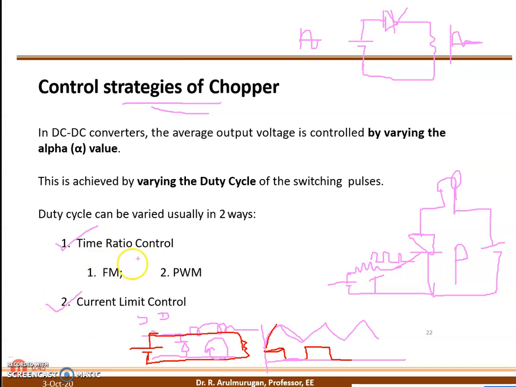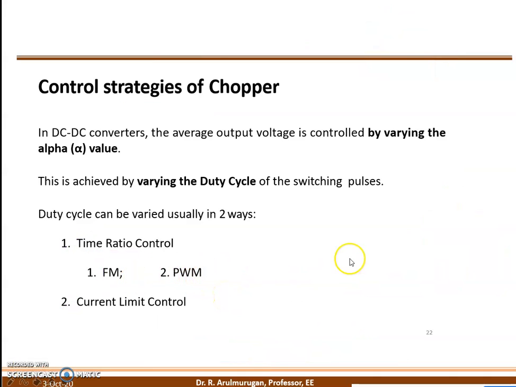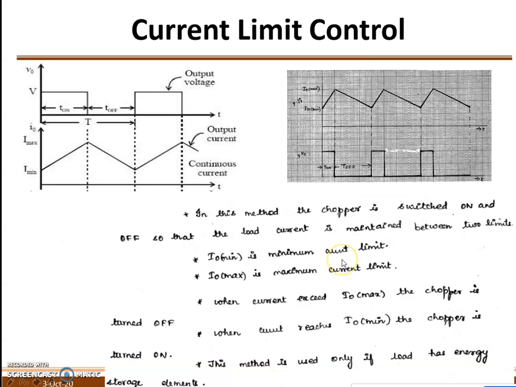Okay, so coming to the time ratio control method. We only want to discuss the time ratio control method. The time ratio control method is further classified into two methods. One is frequency modulation. The second one is pulse width modulation. First we are going to see about pulse width modulation. So what is pulse width modulation? We are going to see.